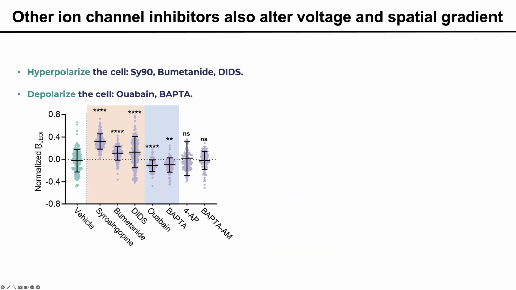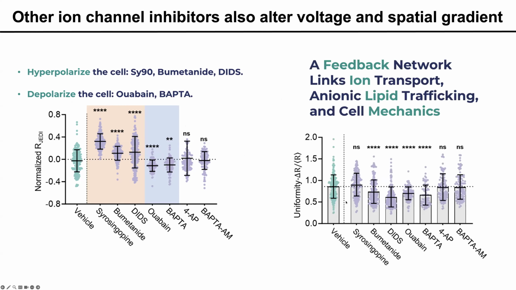Other ion channels also predictably change the polarization state, the membrane potential of the cell, right? So this is the average membrane potential around the cell, and these are different ion channel inhibitors. You see some will hyperpolarize the cell, such as bumetanide, and DIDS, which inhibits the anionic exchanger. And then some ion channel inhibitors will depolarize the cell, like ouabain, which sets up the potassium gradient. So if you inhibit it, cells become more depolarized. This all makes sense. But we also see that these inhibitors influence polarity, right?